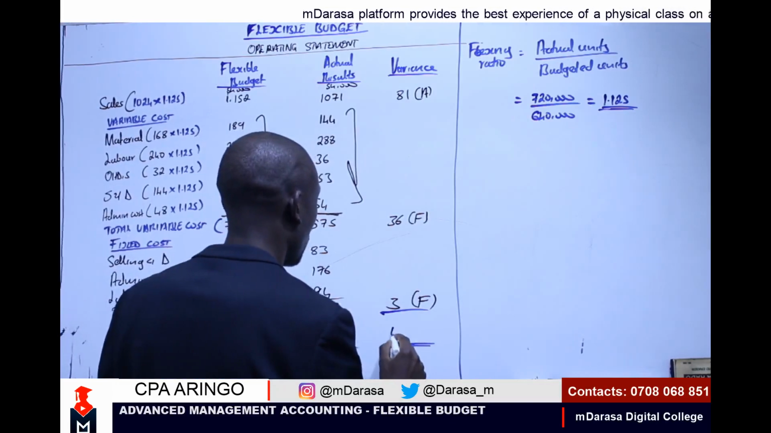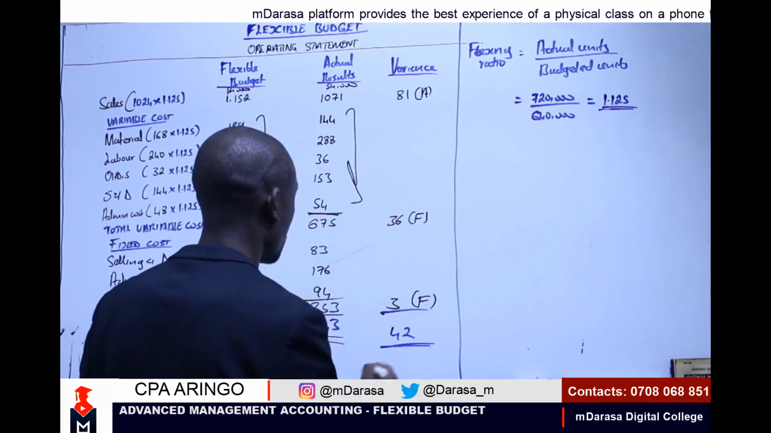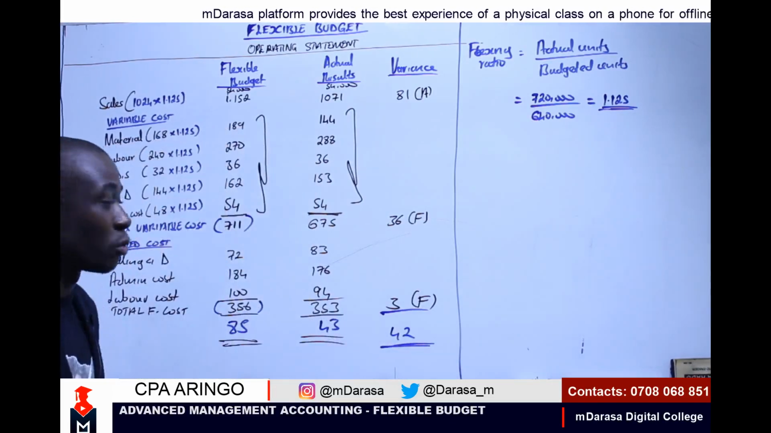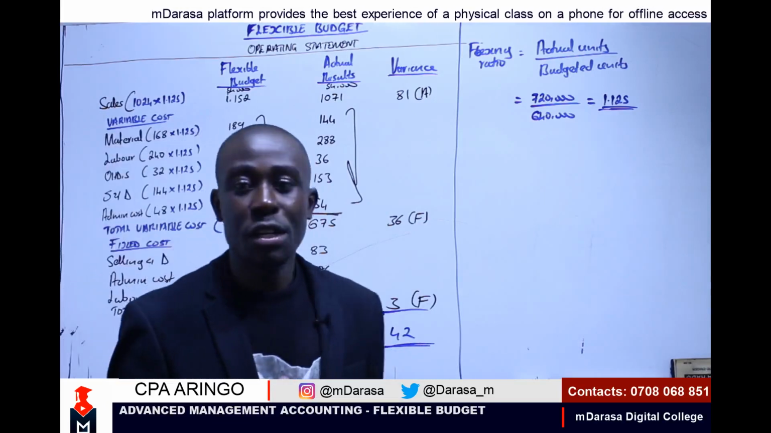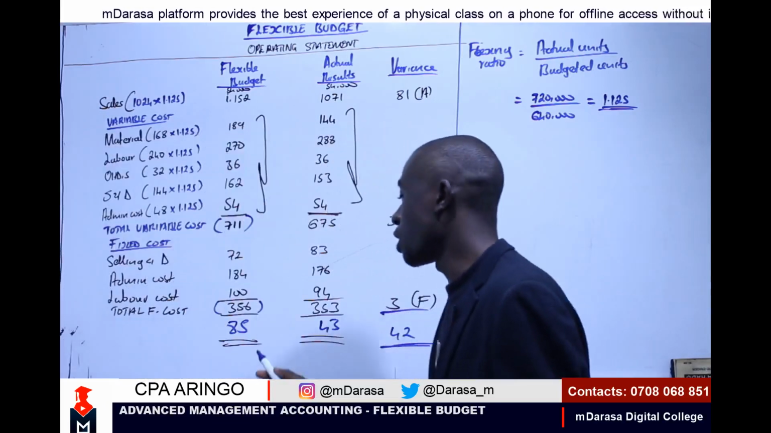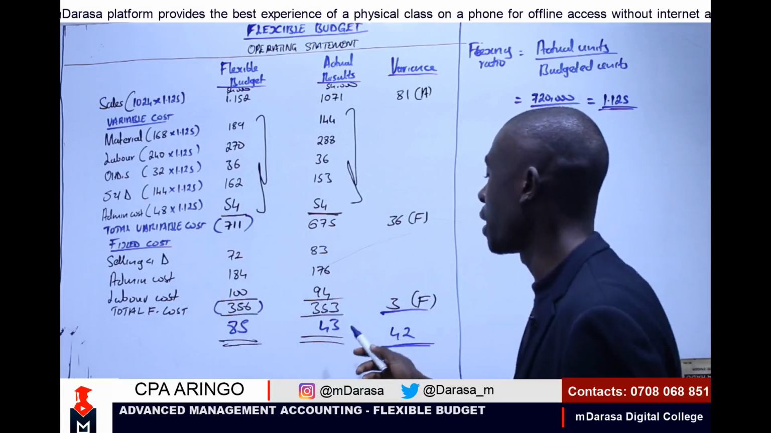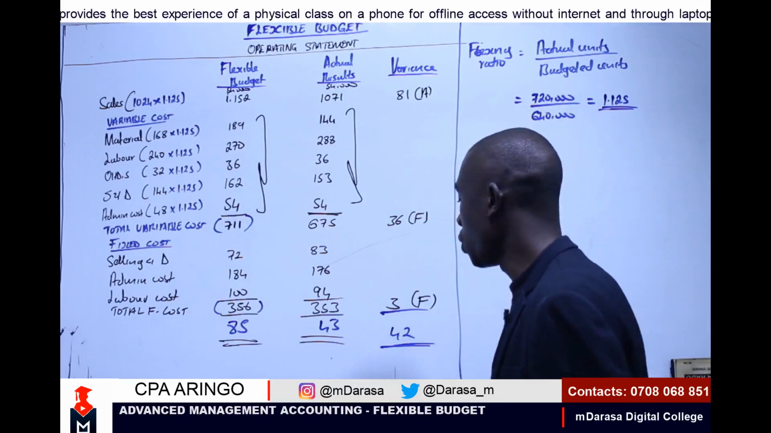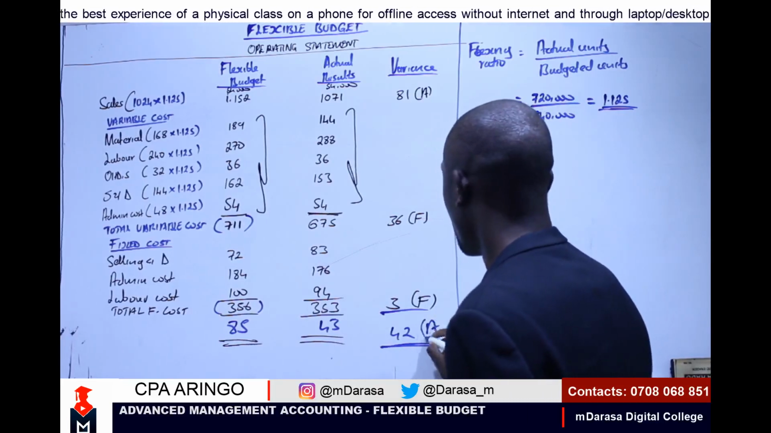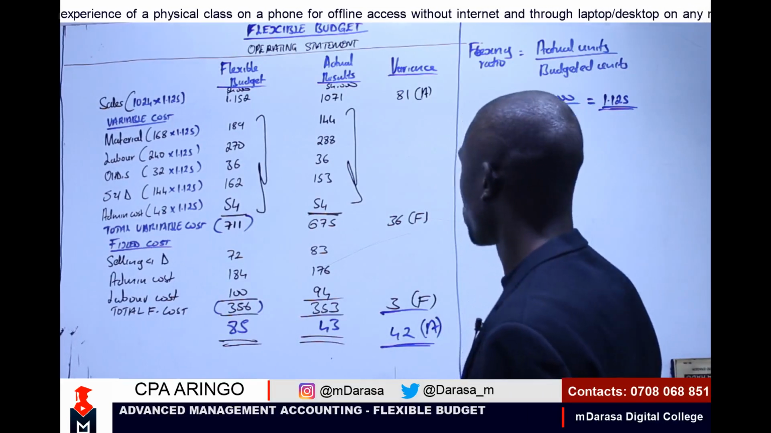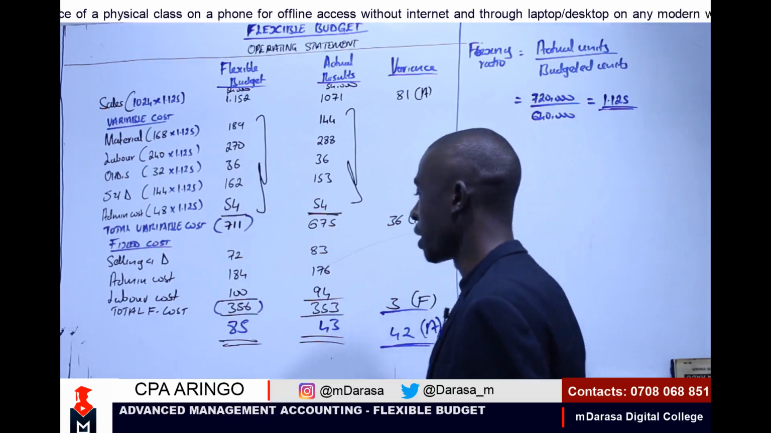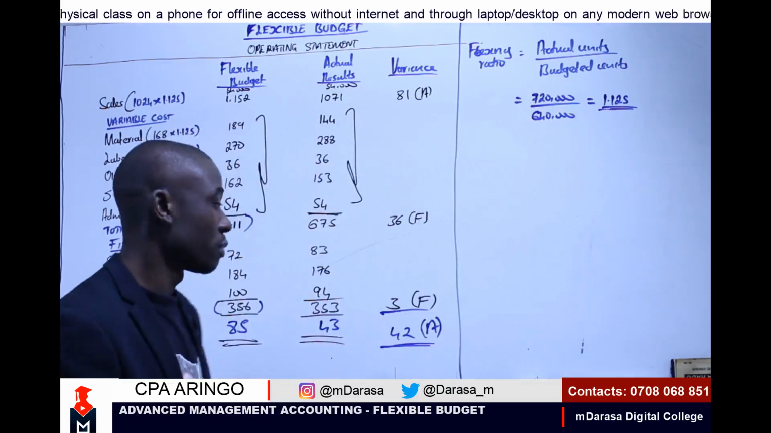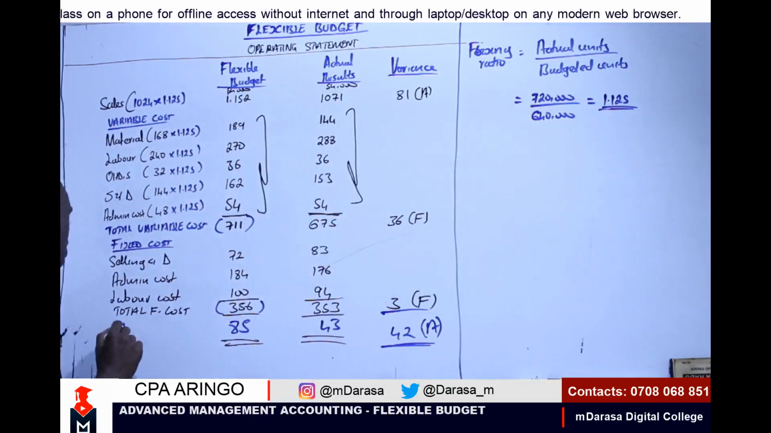To give us a figure of 42, which in this case is it adverse or favorable? This is revenue. Remember, I had anticipated to generate a profit of 85, but I'm ending up generating a profit of 43. Being a revenue, this should give us adverse variance, because that variance is against us. So this is our net profit.